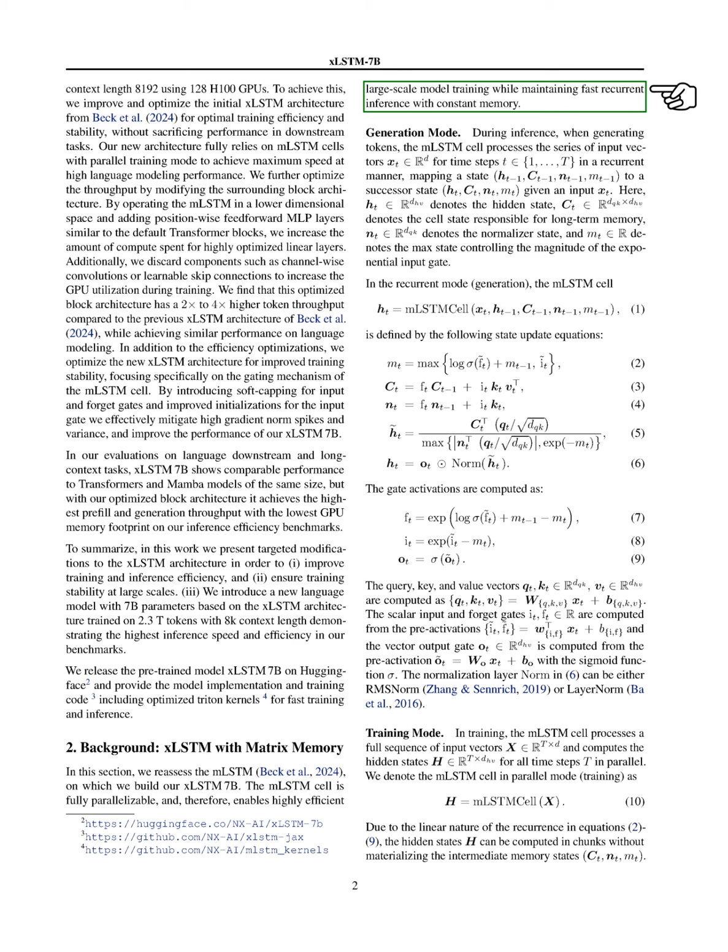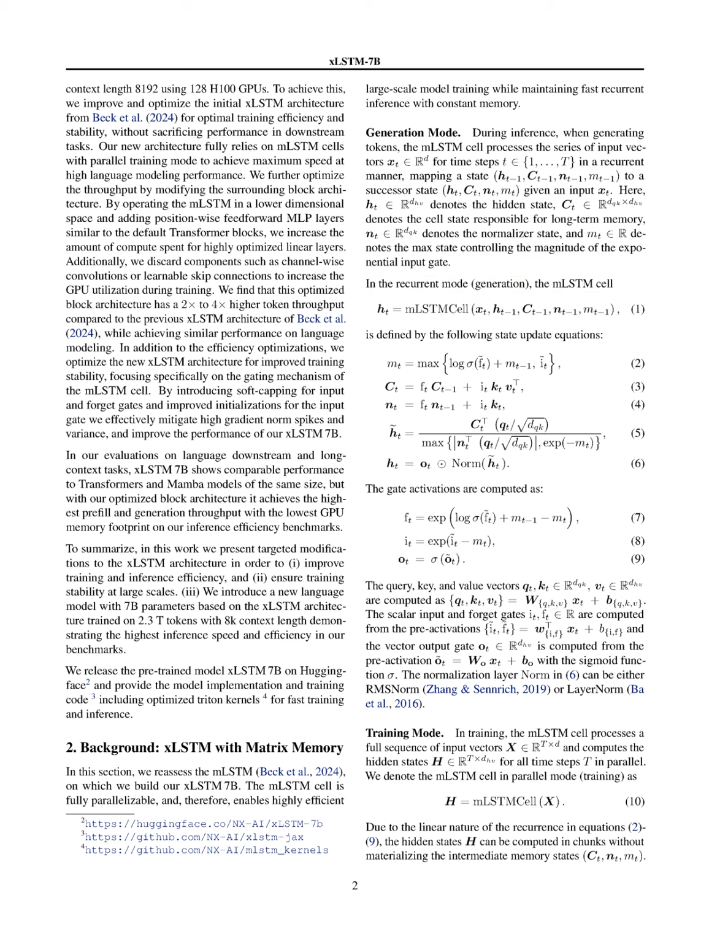In the generation mode, the xLSTM cell updates its states according to specific equations. The gate activations are calculated, and we derive the query, key, and value vectors from these activations. The input and forget gates are determined from pre-activations, while the output gate is computed using a sigmoid function. We can use either RMS norm or layer norm for the normalization layer.